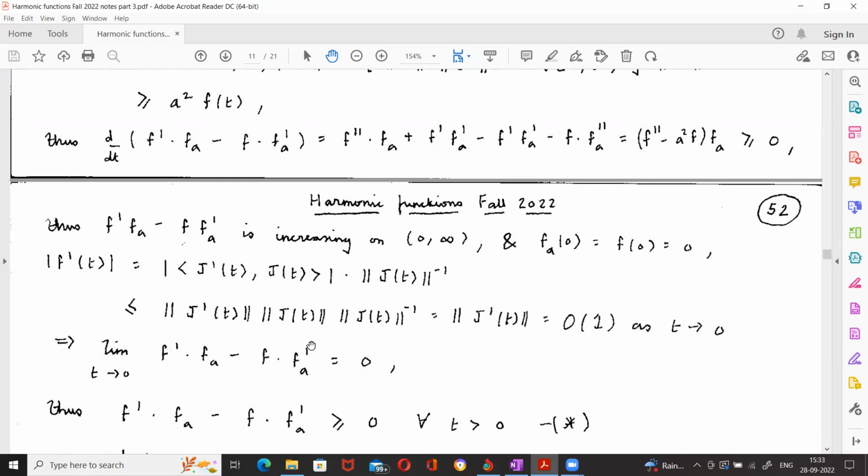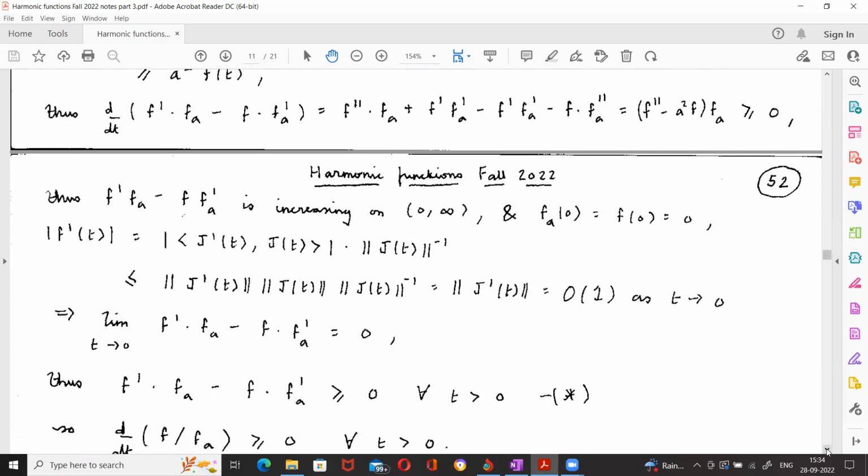Therefore, this limit of f dashed times fa minus f times fa dashed is 0, because fa of 0 is 0 and f of 0 is 0. So this function tends to 0 as t tends to 0, and its derivative is greater than or equal to 0 on the interval 0 to infinity. Therefore, this function is greater than or equal to 0 for all t. Is this clear?